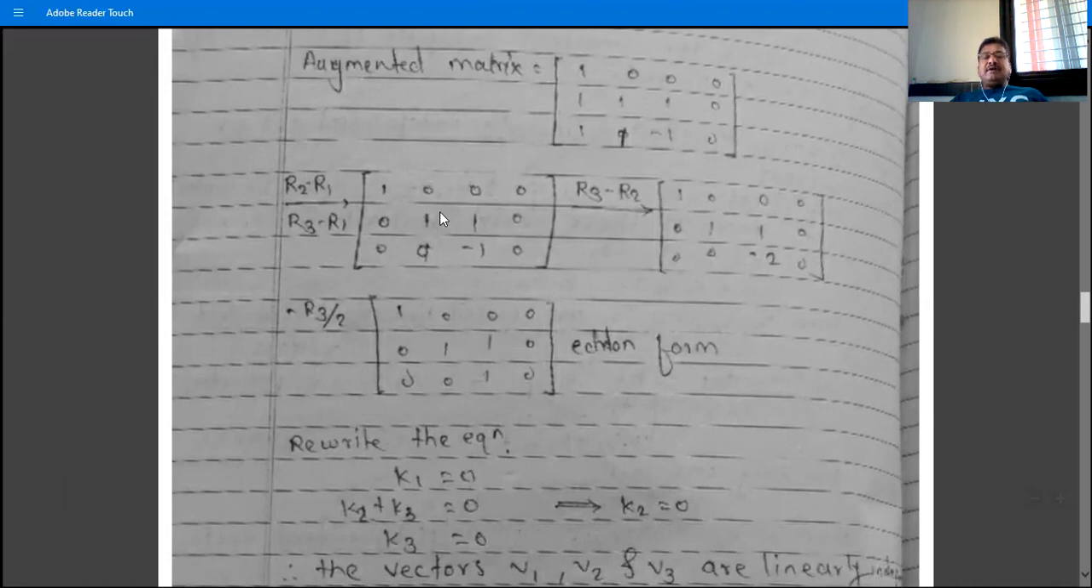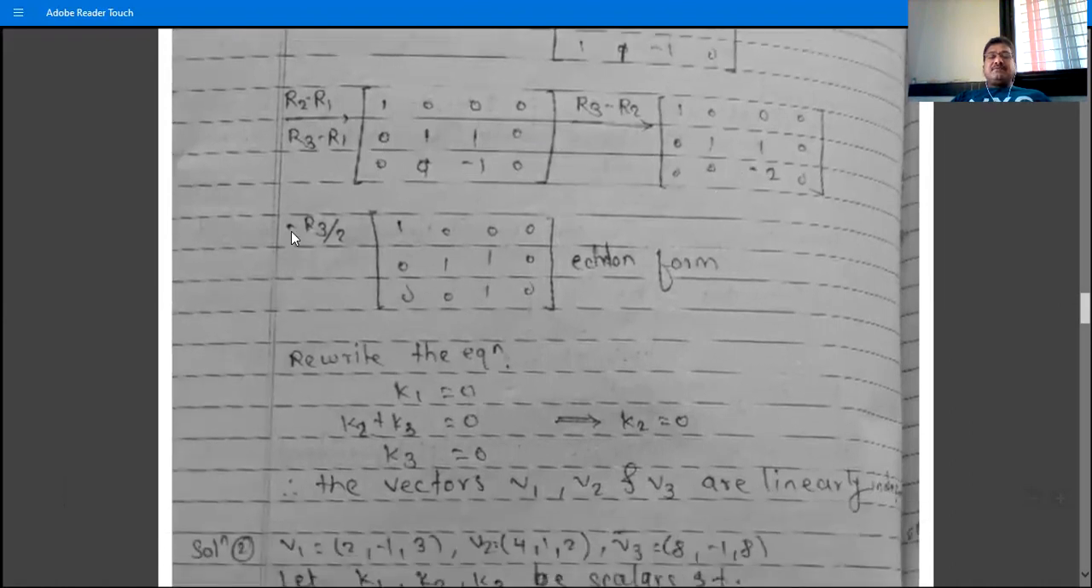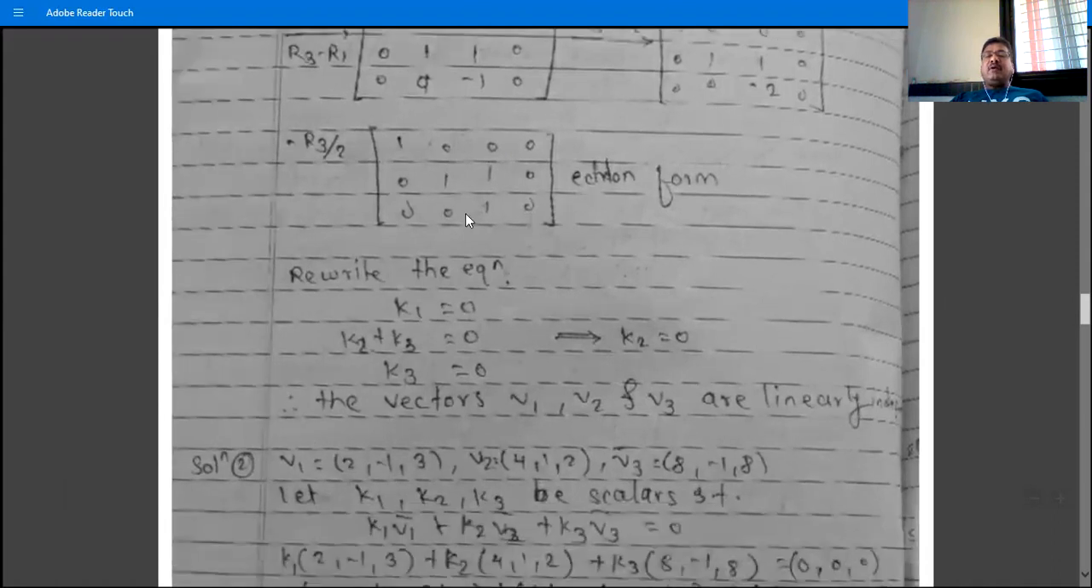Now we have to reduce this element to 0, so R3 minus R2. First row as it is, second row as it is, 0 minus 0 is 0, 1 minus 1 is 0, minus 1 minus 1 is minus 2, 0 minus 0 is 0. Now we have to reduce this minus 2 to 1. So minus 1 by 2 R3, that is, multiply the third row by minus 1 by 2. The first and second rows are as they are. Third row is 0 0 1 0. This is an echelon form, called row echelon form.